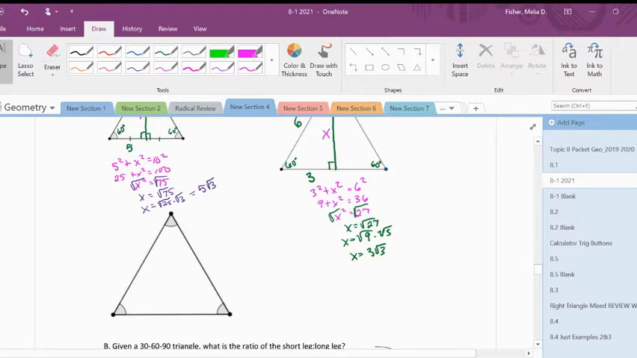So let's put our rule into a little bit simpler terms. If I have a 30, 60, 90 triangle, 30 degrees, 60 degrees, 90 degrees, then this side length, the short leg, is S. The hypotenuse will be 2 times S, and the long leg will be S times the square root of 3.